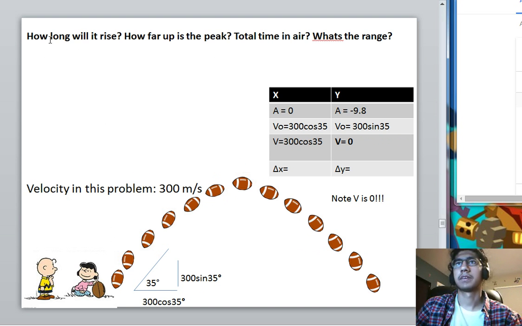Let me show you what I mean. Our questions are as follows. How long will it rise? How far up is the peak? Total time in the air? And then what's our range?